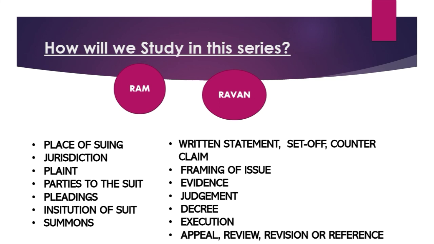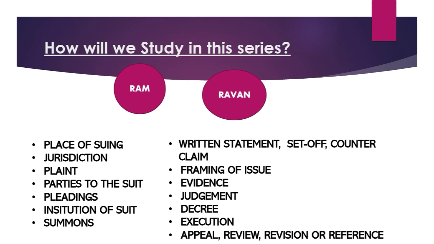So this is the procedure. This is actually the procedure that happens in court. Firstly, we need to decide what is a civil nature case. Then we have the jurisdiction, that is, under what court or in what place we are going to file the case. Then we have to draft the plaint. Then we have to decide the parties to the suit. Then we have to plead our pleadings. Then we have to institute the suit.